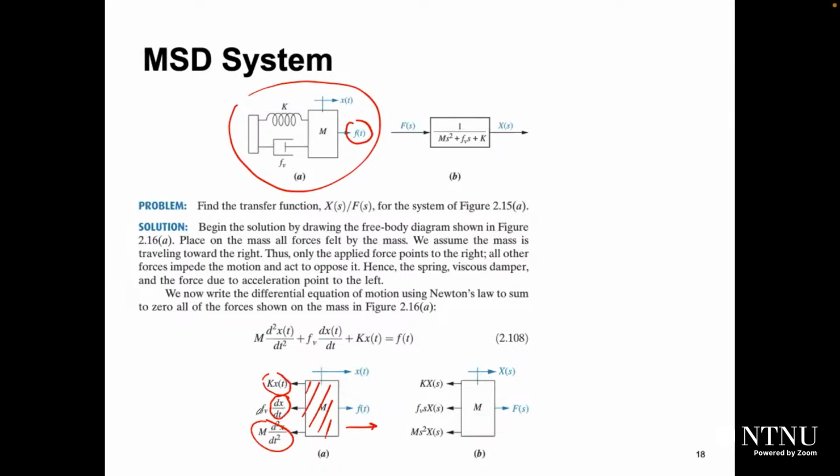So just to put it in the S domain, we replace x(t) by X(s), f(t) by F(s), and K multiplied by x(t) will be K multiplied by X(s).